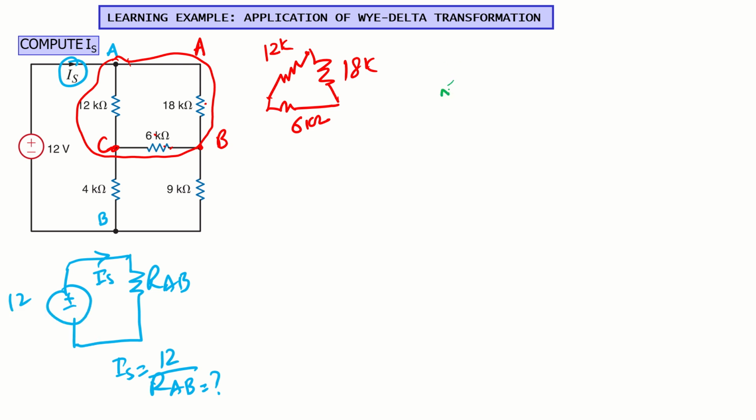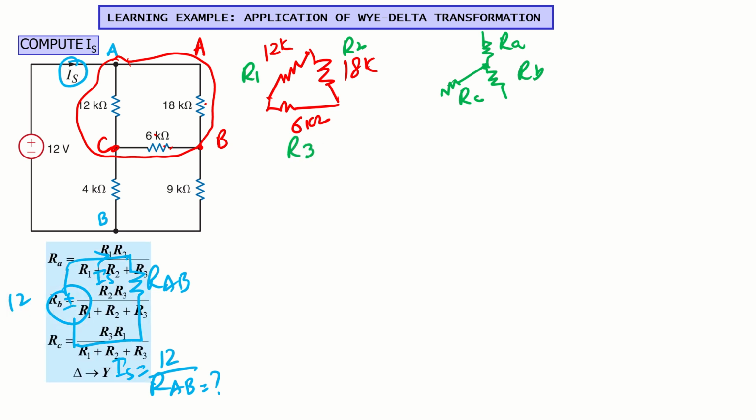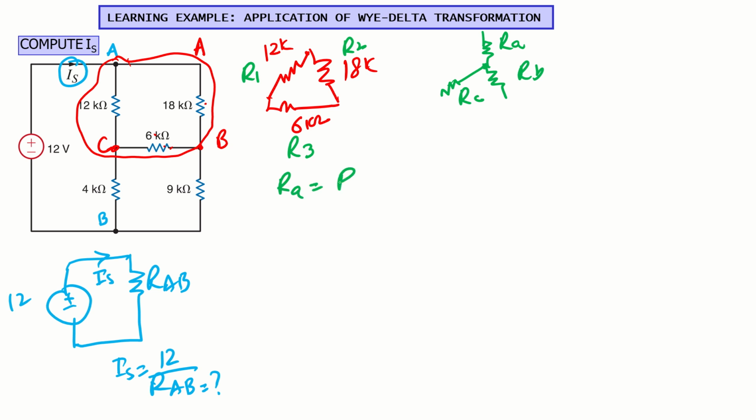Okay, so what is the Y form? Inverted Y form. Like this is RA, this is RB, and this is RC. Okay, for the delta, this is our R1, this is our R2, and this is our R3. Okay, and we know the formulas. So these are our formulas for the conversion. So by using these formulas, for example, if I want to calculate the value of RA, the value of RA is R1 times R2 divided by R1 plus R2 plus R3.